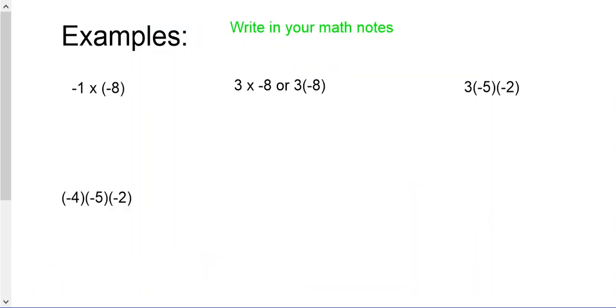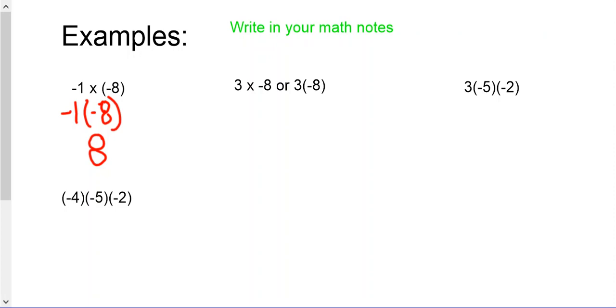Alright, let's move on. Here are some examples. I'm going to go through them, and I would like you to write them in your math notebook. Alright, negative 1 times a negative 8. This can also be written as negative 1 times a negative 8. And that negative 1 tells us we are going to get the opposite of negative 8, which will result in a positive 8.